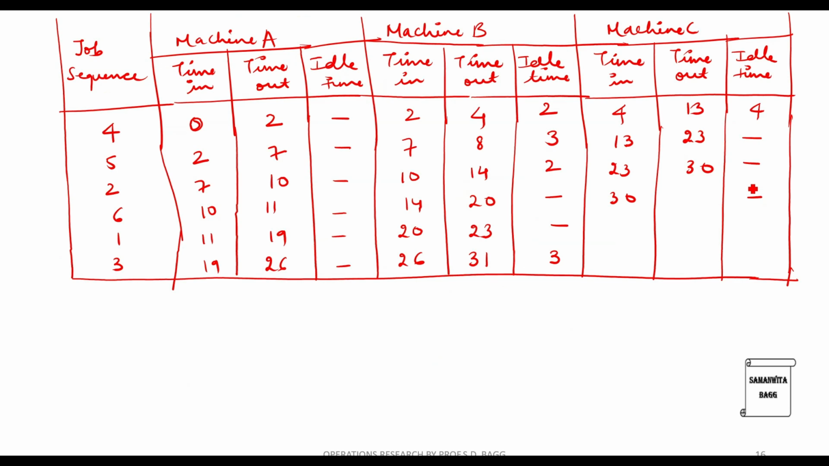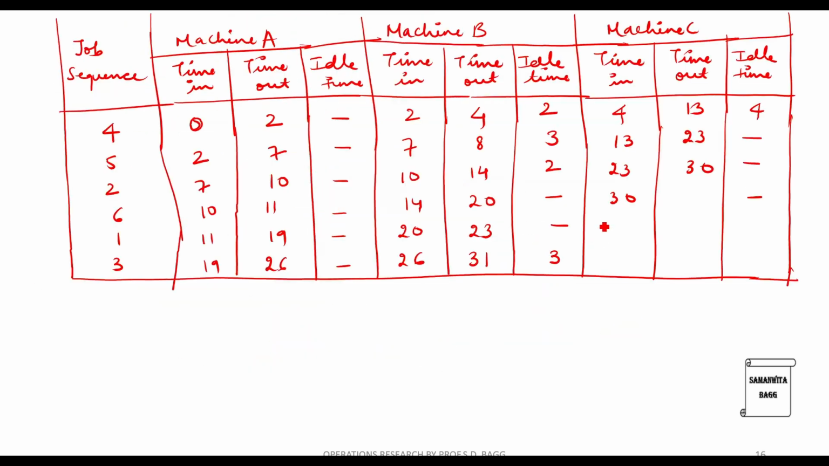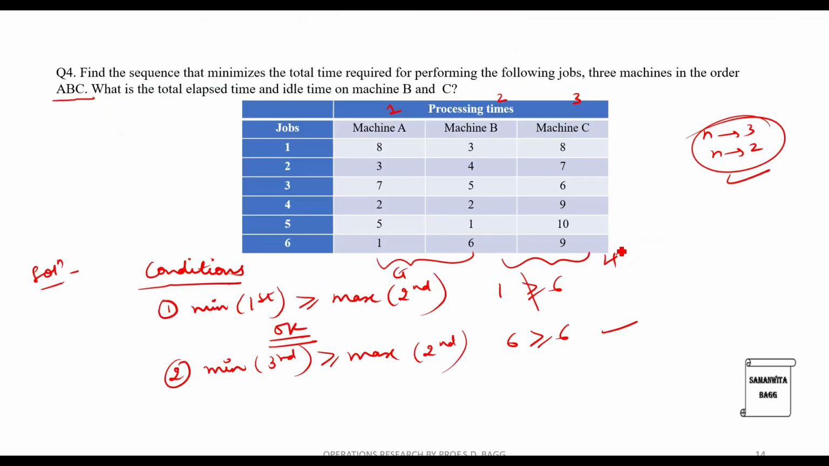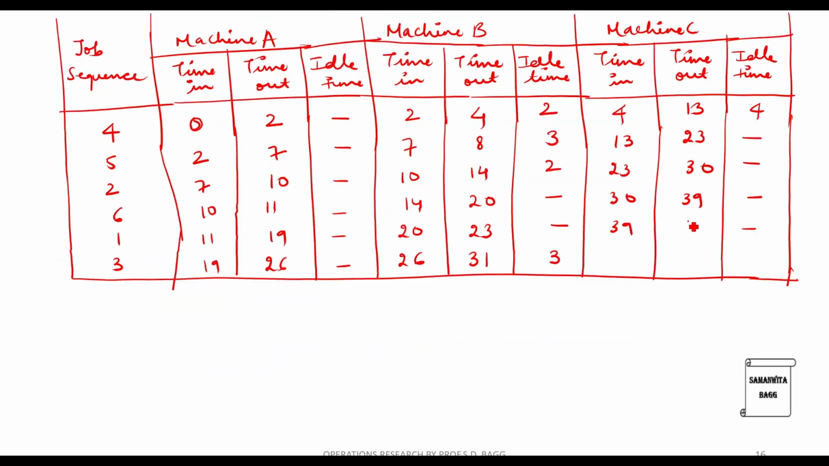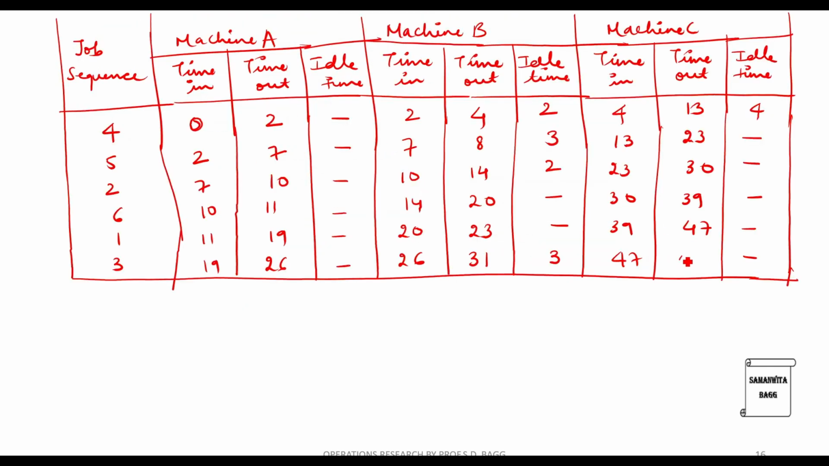No idle time. Then you have 6 on machine C, 9. So this becomes 39. Higher one is 39. No waiting time. 1 on C is 8. So this becomes 47. Higher value is 47. No waiting time. 3 on C is 6. So this becomes 53. So your total elapsed time will be 53.